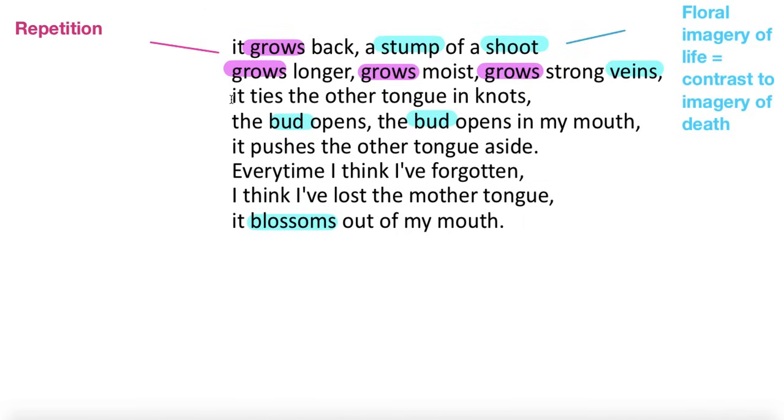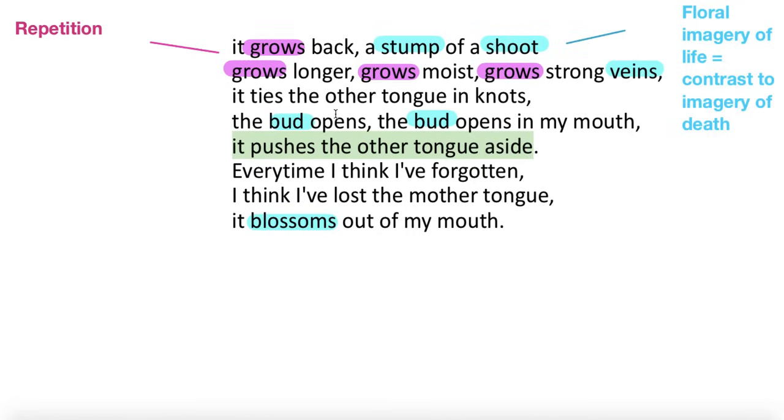I haven't highlighted this, but I should have. It ties the other tongue in knots. So there seems to be this kind of triumphant tone here that her first language has won, almost as if there was a battle beforehand. And her first language has completely overpowered her foreign language. And again here, it pushes the other tongue aside.